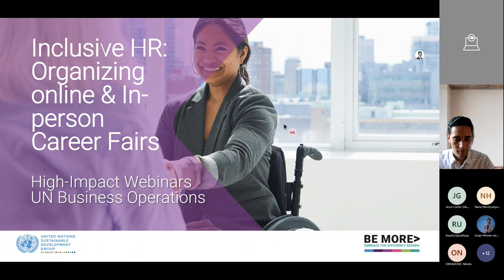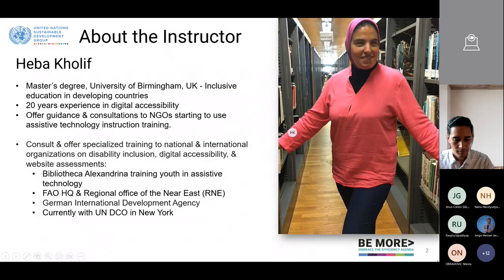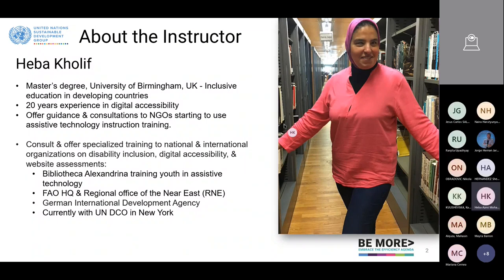First of all, let me give you a quick introduction about myself. My name is Heba Khalif. I am based in Alexandria, Egypt. I have a master's degree from the University of Birmingham in the United Kingdom in inclusive education. I worked in organizations inside and outside Egypt in the fields of disability inclusion, digital accessibility, website accessibility. And I gave consultancy and guidance in two organizations setting up assistive technology labs. I worked in the Bibliotheca Alexandrina and the German Development Agency for International Cooperation, or the GIZ.